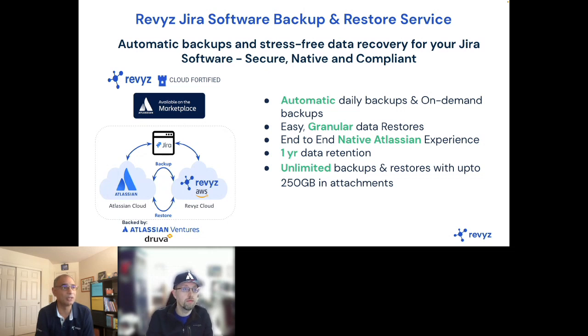What we have built is backup as a service, which helps you back up your data on a daily basis and on an on-demand basis. Your restores are very granular.